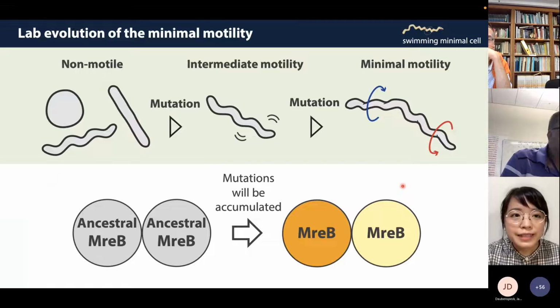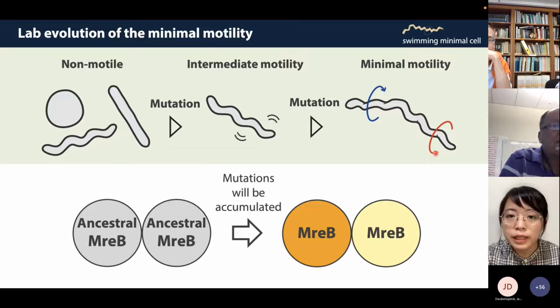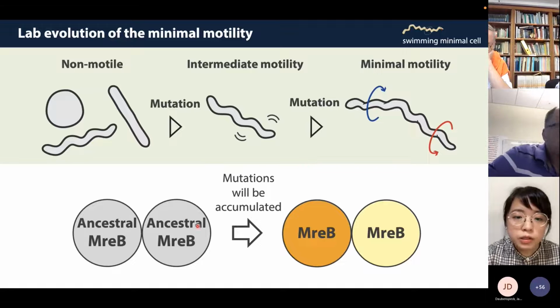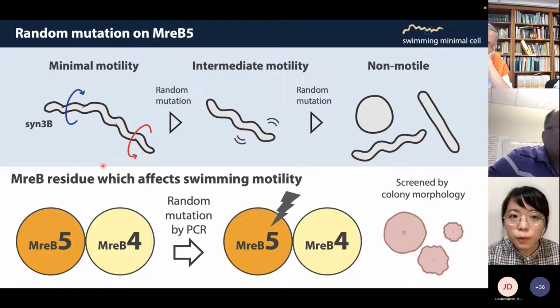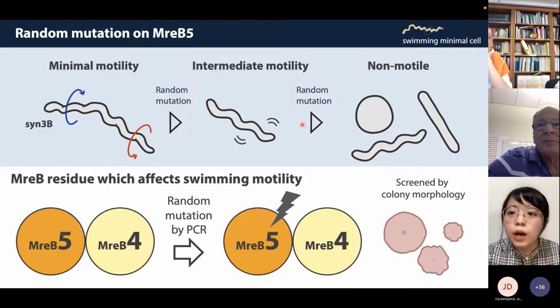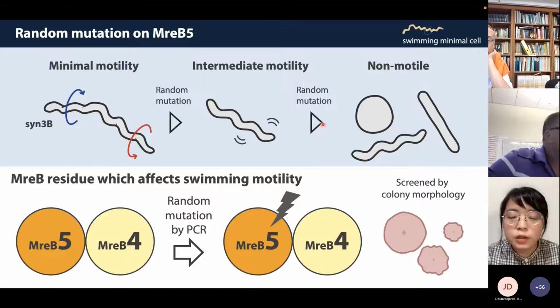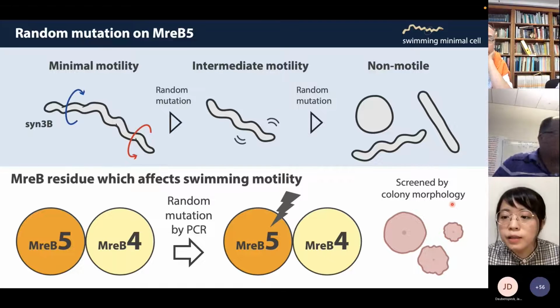So our final goal is to see the evolution of minimal motility in the laboratory, from the non-motile cell to the minimal motility, by accumulation of mutations on reconstructed ancestral MreB. This time, we tried the opposite direction at first, from the minimal motility to a non-motile cell, by introduction of random mutations by PCR on MreB5. From this experiment, we can know which residues are important for swimming. So we screened non-motile cells and cells which have intermediate motility by the colony morphology.